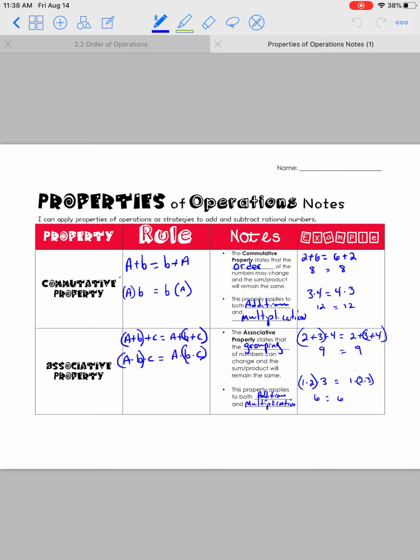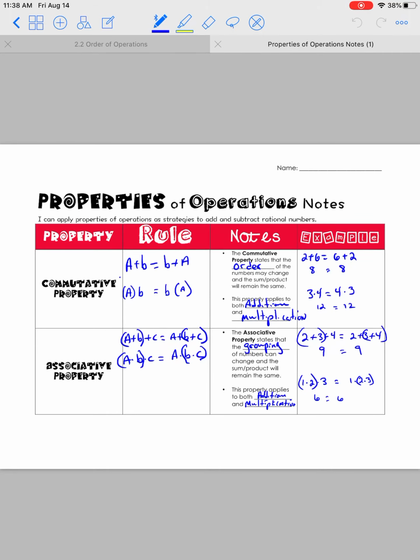Commutative property sounds like community, right? Well, here's what it stands for. The commutative property states that the order of the numbers may change, but the sum or product will remain the same. Think of it like a community. If you have a little community with 200 people in it, they may move positions on the streets all day, but it's going to be the same community. It'll have the same meaning, much like what we have here.